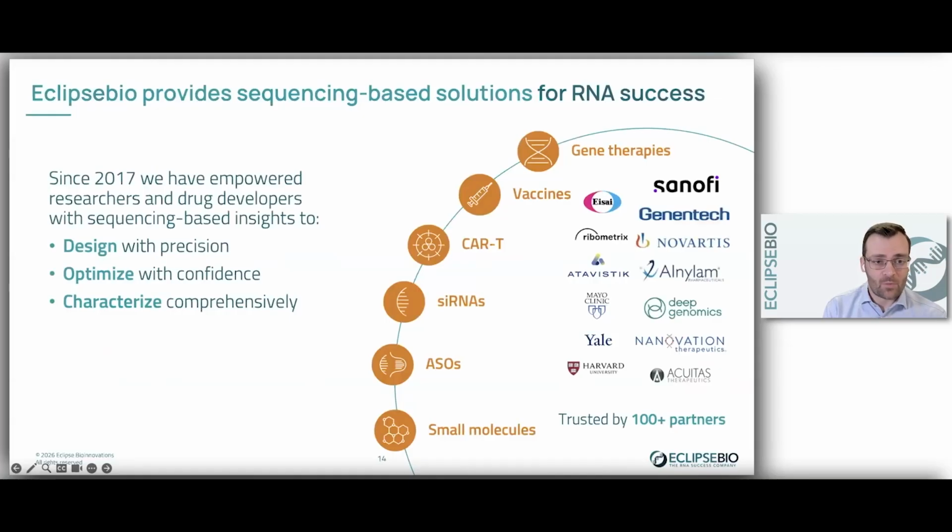And this type of sequencing support is what we do at Eclipse Bio. Since 2017, we've been developing sequencing-based approaches to help researchers and drug developers design with precision for their therapeutics and then optimize and characterize them. We have worked with over 100 partners, including biopharmas and biotechs, to apply these methods across the full life cycle of RNA drug development, with our platform really being built on the principle that better data leads to better decisions and more effective therapies for patients.